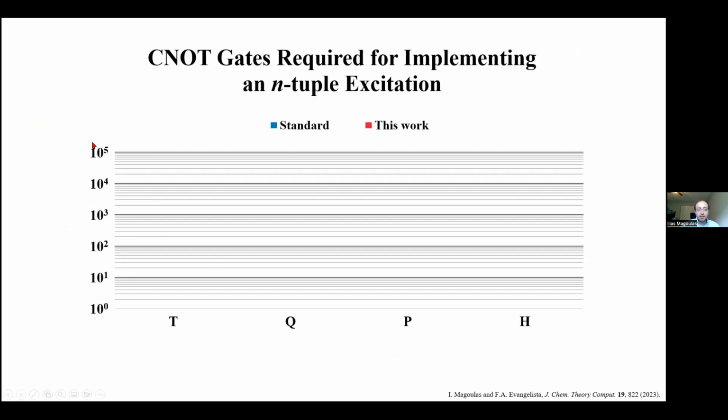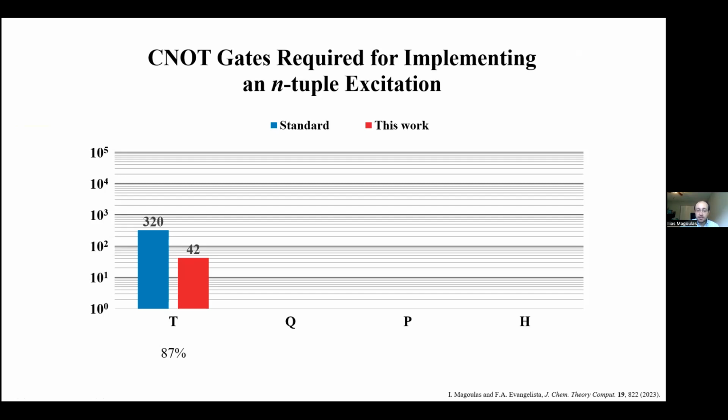So what you will see here is the number of CNOTs in a logarithmic scale required to implement various kinds of excitations. We have triples, quadruples, pentuples, and hextuples. And in blue, you will see the number of CNOTs required using the standard approach. And in red, you will see the number of CNOTs required using the novel circuits that we proposed. So for a triple excitation with a standard approach, you need 320 CNOTs. But using our novel circuits, you need only 42. So this is an amazing reduction of 87%.